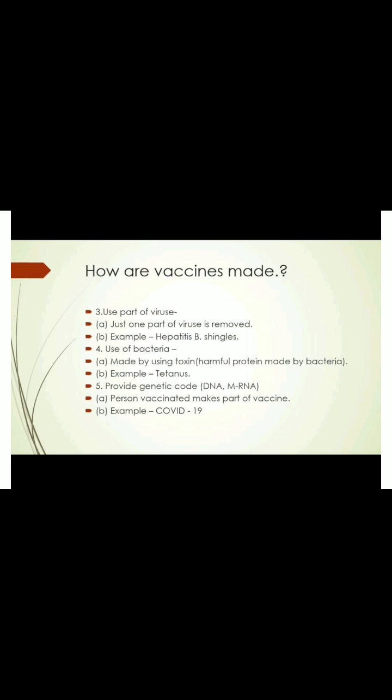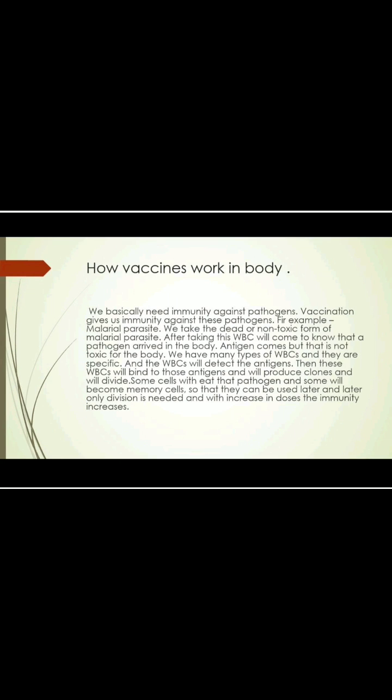Fifth, provide genetic code, that is DNA, mRNA or vectored virus for part of the virus. In this strategy, the person who is vaccinated makes the part of the virus. Example, COVID-19. The next topic is how vaccines work in the body.